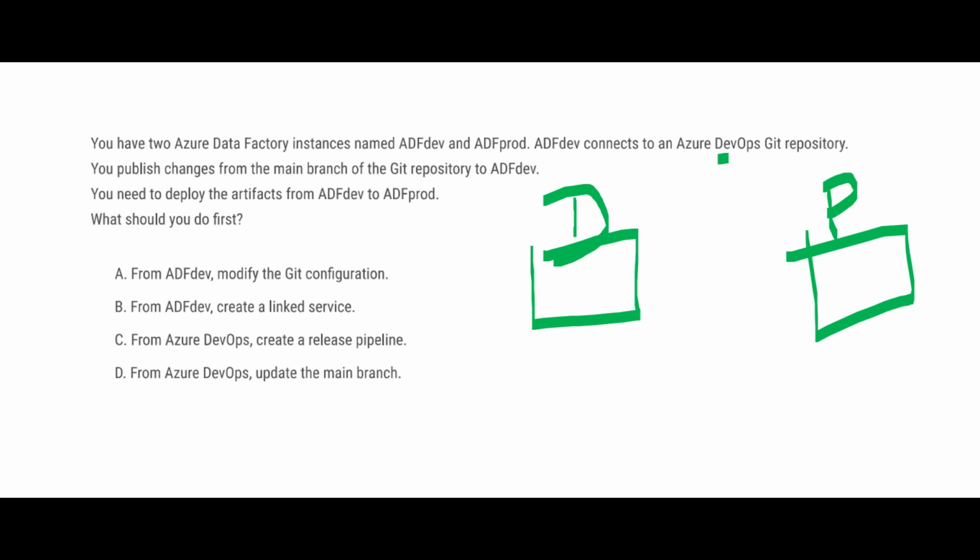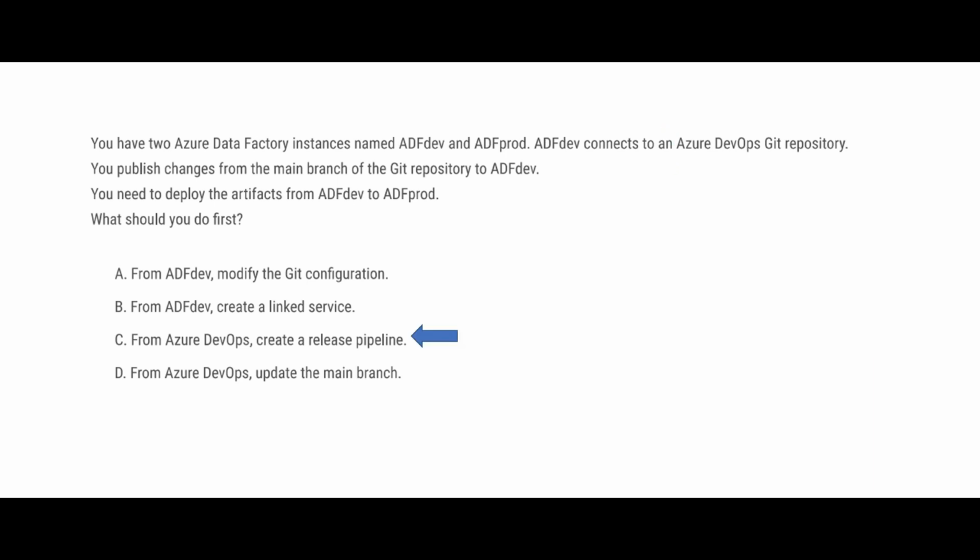You are publishing from the main branch of the Git repository to ADF dev. Now you need to deploy the artifacts from ADF dev to prod. Artifacts means, suppose, a code script you have to send. What should you do first? The first thing is always create a release pipeline, because this is a part of release management. Anything you are moving from dev or test to the production box is a release. The moment you move to production, this is release management. So you have to create a release pipeline. Always remember this.